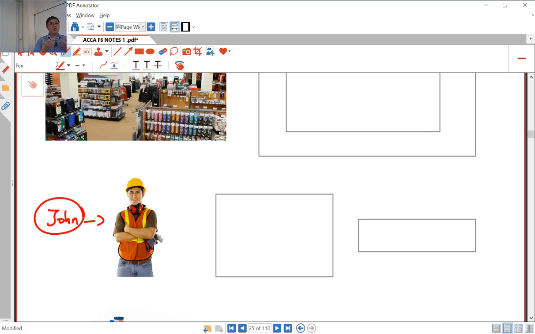Assuming this is John. All right? So every year, John will have to submit his tax return. He has to show the government how much tax he has to pay. So what John has to do is to compute his tax. And to compute tax, he must get to the figure called chargeable income.